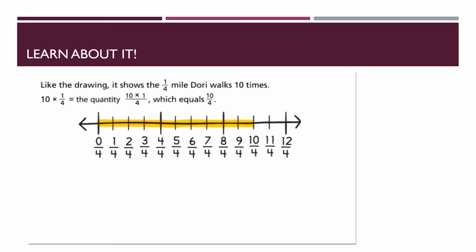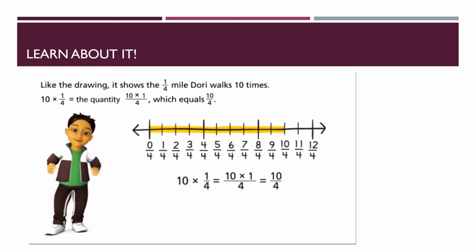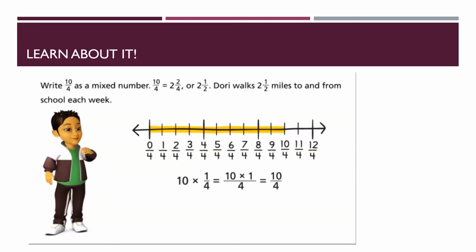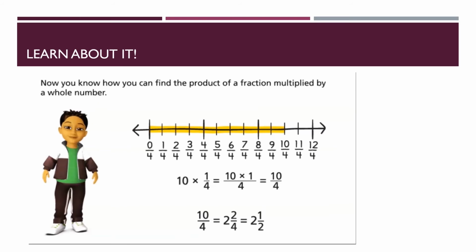Like the drawing, it shows the 1/4 mile Dory walks 10 times. 10 times 1/4 equals the quantity 10 times 4 over 4, which equals 10/4. Remember, 1/4 is a unit fraction, so 10 1/4 parts are 10/4. Write 10/4 as a mixed number. 10/4 equals 2 2/4, or 2 1/2. Dory walks 2 1/2 miles to and from school each week. Now you know how you can find the product of a fraction multiplied by a whole number.